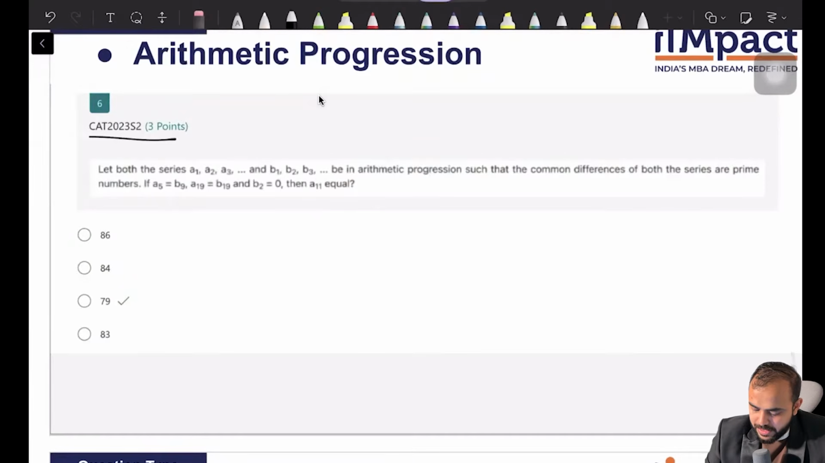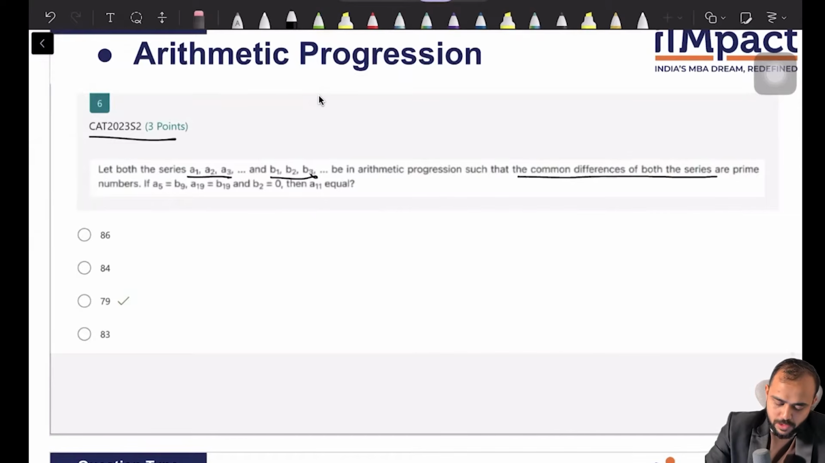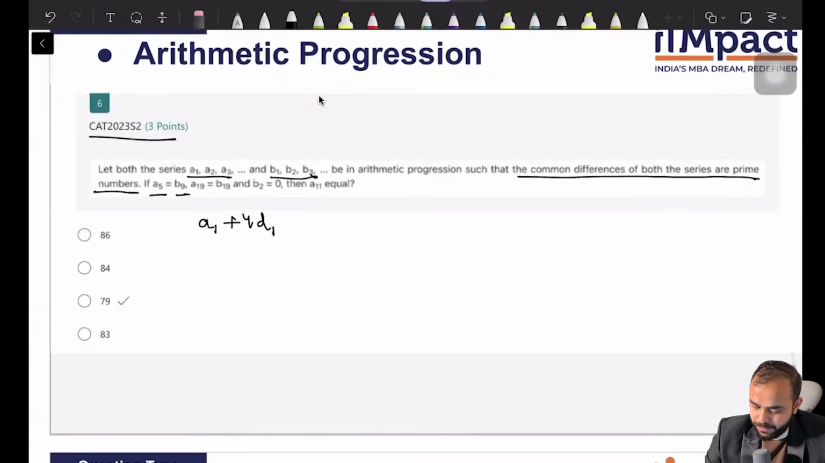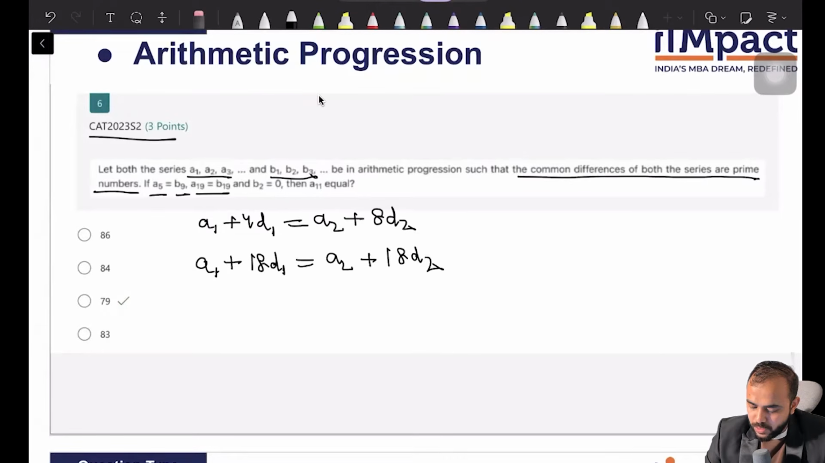All right, they have given you that there are two APs, A1, A2, A3, B1, B2, B3, and so on, such that the common differences of both the series are prime numbers. Now, what they have given me is A5 is equal to B9, which means A1 plus 4D1 is equal to A2 plus 8D2. Correct? The second result that they have given me is A19 is equal to B19, which means A1 plus 18D1 is equal to A2 plus 18D2. Furthermore, they have given me B2 is equal to 0, which means A2 plus D2 is equal to 0.